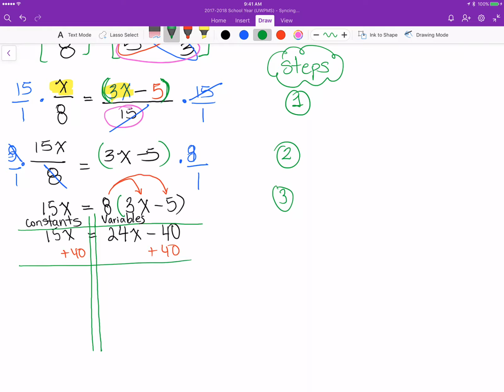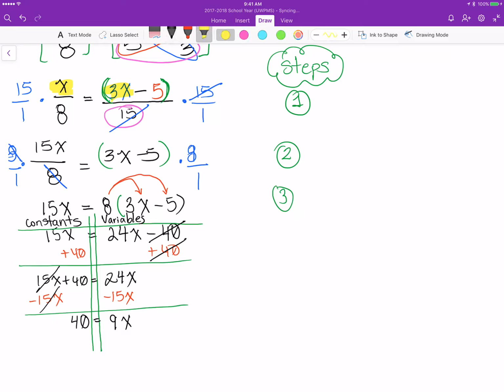Let's rewrite. This cancels by design. 15x plus 40 equals 24x, another inverse, it's going to cancel by design, 40, and what is that equal to? 9x. And we have arrived.